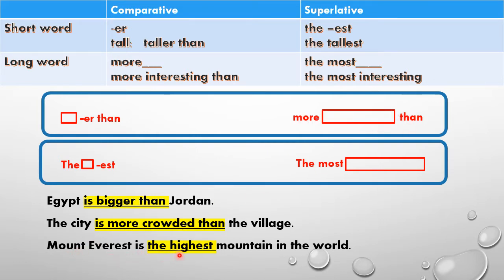Mount Everest is the highest mountain in the world. Here I compare Mount Everest to all the mountains in the world. So it's a superlative. High is a small word, a short word. So I say the highest.